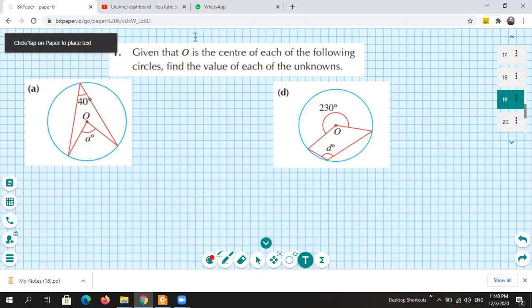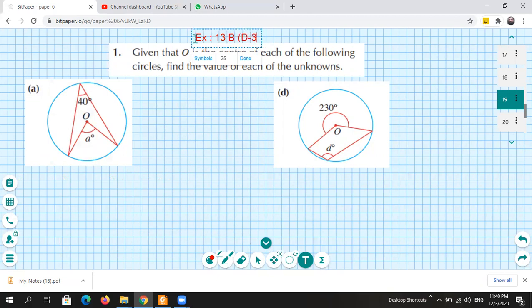This is exercise 13B of your D3 book. So start this exercise with question number 1. Given that O is the center of each of the following circles, find the value of each of the unknowns.